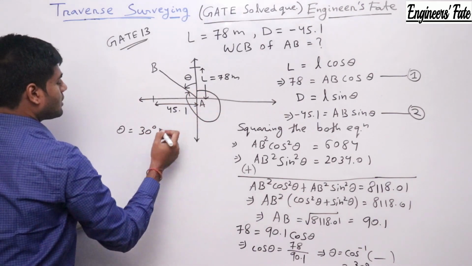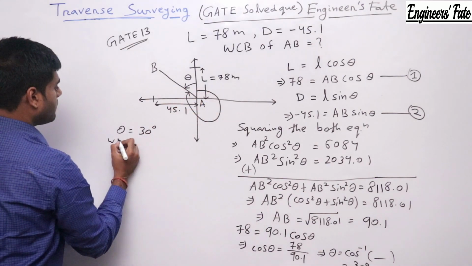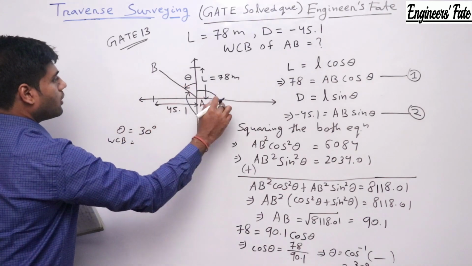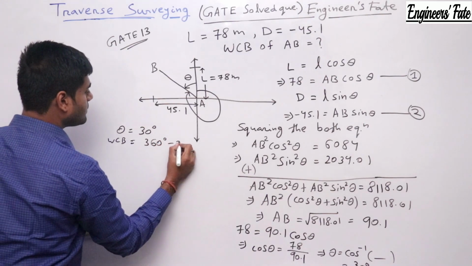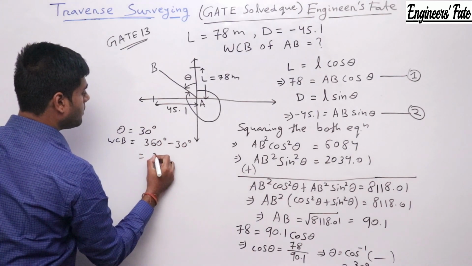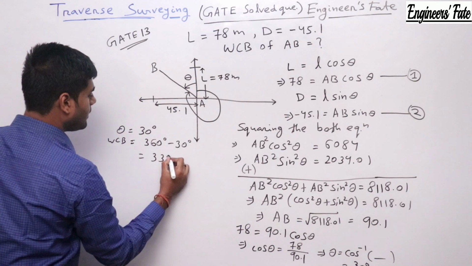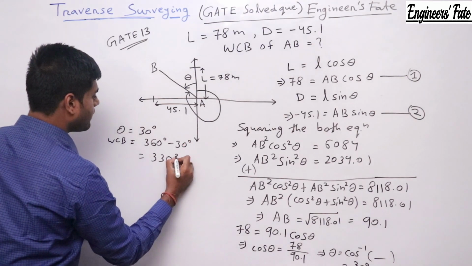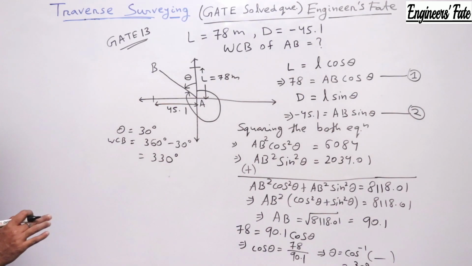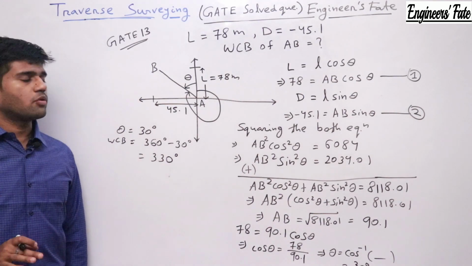So what is the whole circle bearing? So WCB will be, this whole is 360 degree. So 360 degree minus 30 degree. So this will come as 330 degree. This is the answer. So please note it down.